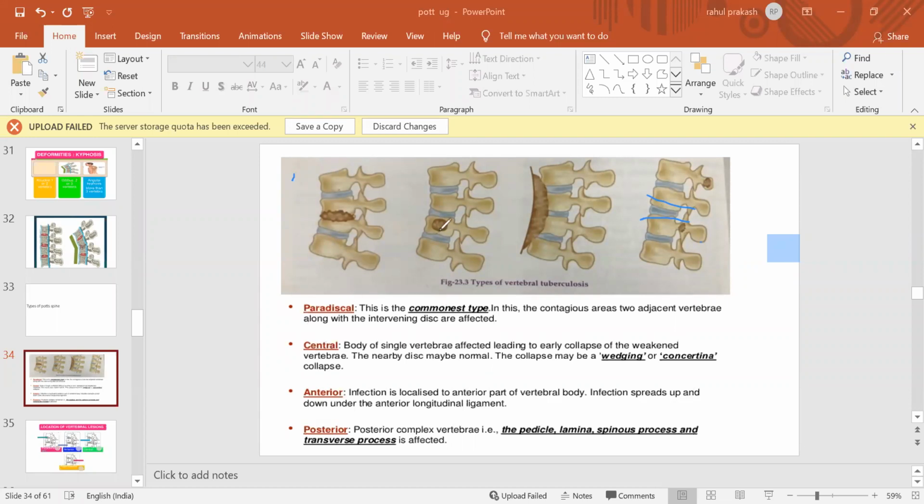Okay. So central means it will be in the center of the body. Anterior means it will be in the anterior of the body. Posterior means it will be in the posterior lamina, pedicle and all that. So remember this thing is paradiscal. Paradiscal means beside the disc, and that is the most common.